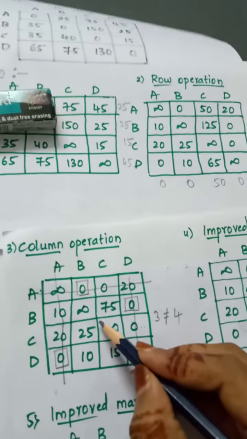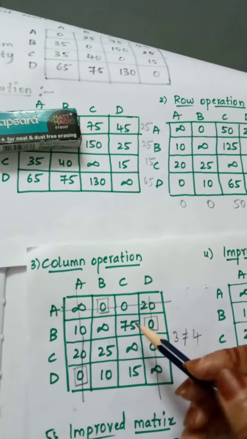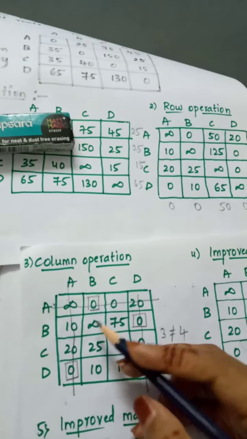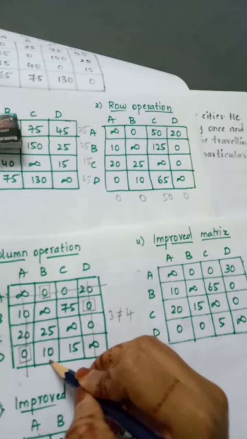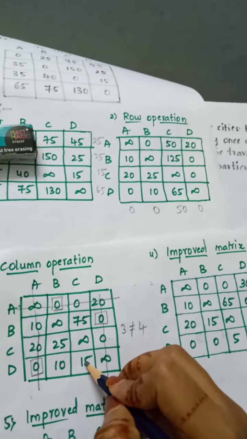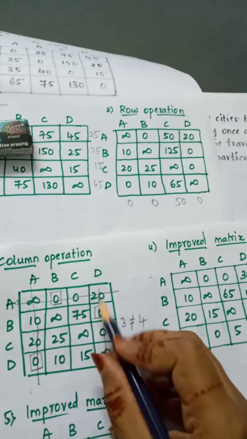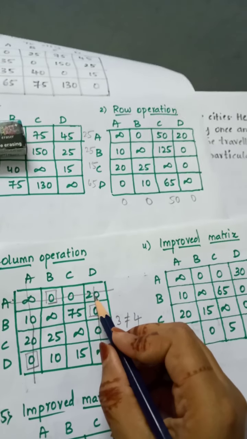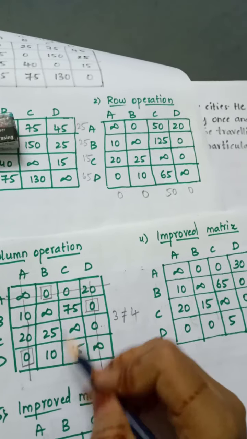We have to take the minimum undeleted value. So what are the undeleted values, students? 75, 25, 10, 9, 15. In these values, what is the minimum value, students? Here the minimum value is 10. Okay, in our improved matrix, this 10 should be subtracted from the remaining undeleted values, and next this 10 should be added to the intersected points. Clear? Here the intersected point is 20. Clear, everyone, students? We have to add to the intersected point, we have to subtract it from the undeleted values, and the remaining deleted values remain same.